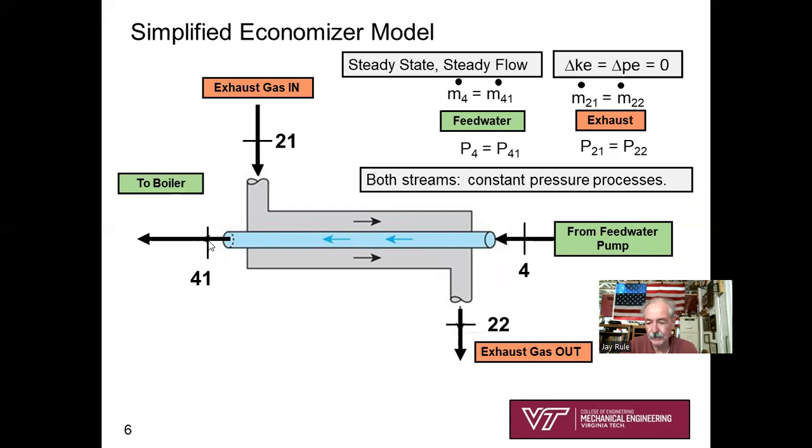I don't have that labeled on the Rankine cycle or TS. Okay. 41, it's going to be heated feed water going off to the boiler. On the exhaust gas side, we're coming in, and I just picked states 21 and 22 sort of arbitrarily to show that our exhaust gas is coming in and it's cooling off. It's exchanging energy with the feed water, coming out at state 22.